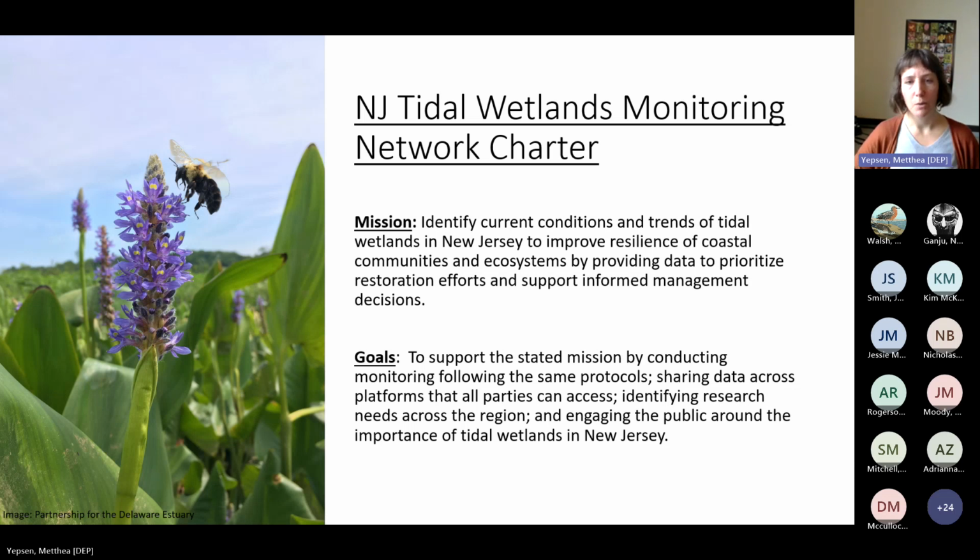Some of the things that we have been working on are standardizing protocols. We've had some really great success with that. We are working to share data across platforms and with each other. We're working to identify research needs and fill them across the region, and engaging the public around the importance of tidal wetlands.